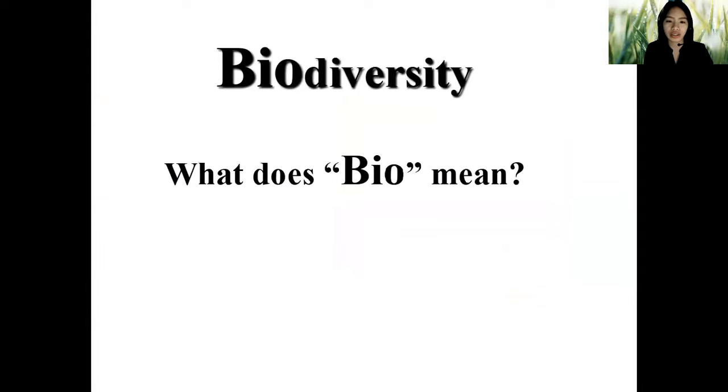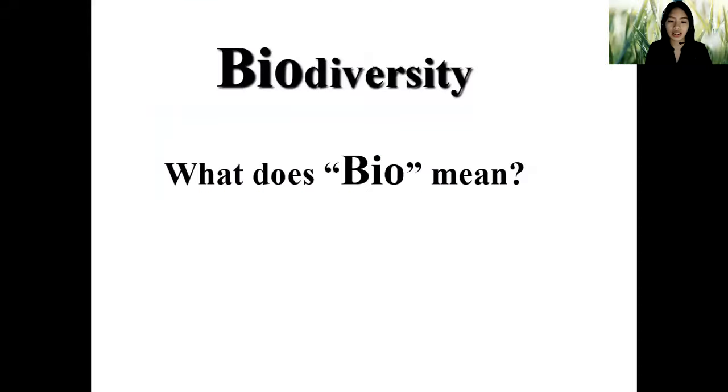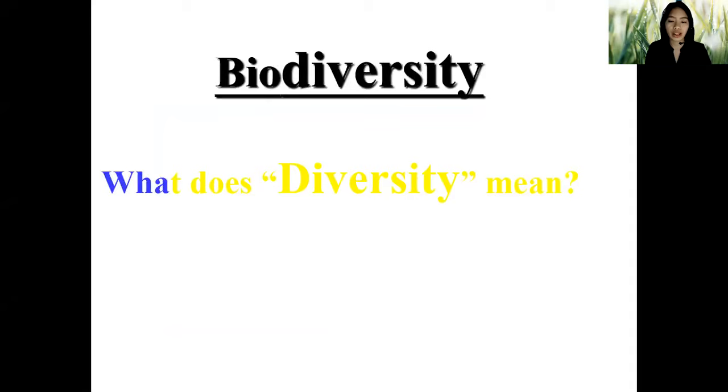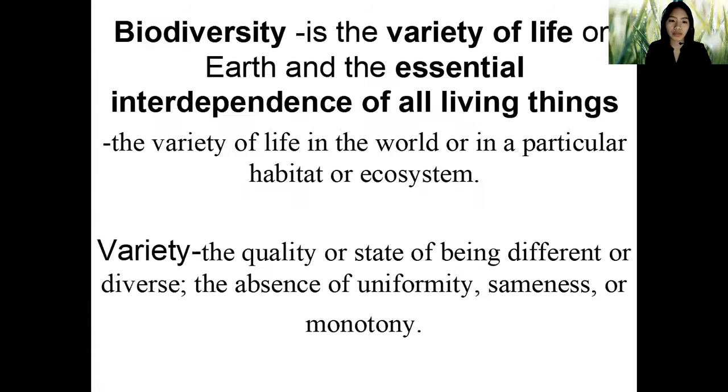So, biodiversity. When we say biodiversity, bio means what? What is biodiversity? Bio means life. So how about diversity? When we say diversity, it is variety. So combining the two words, biodiversity is the variety of life on Earth.